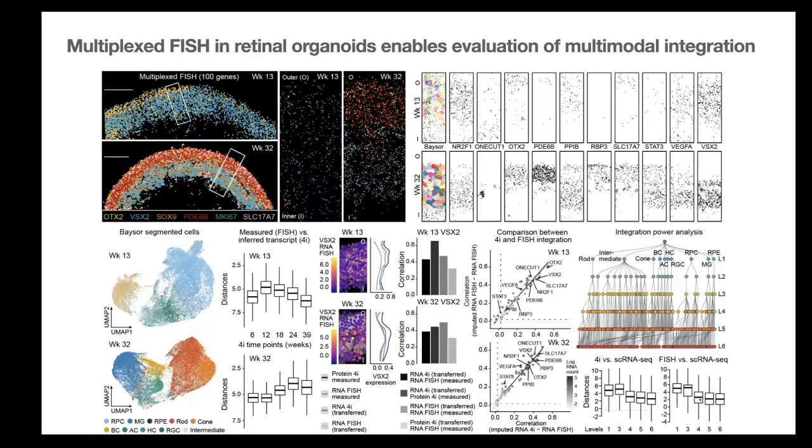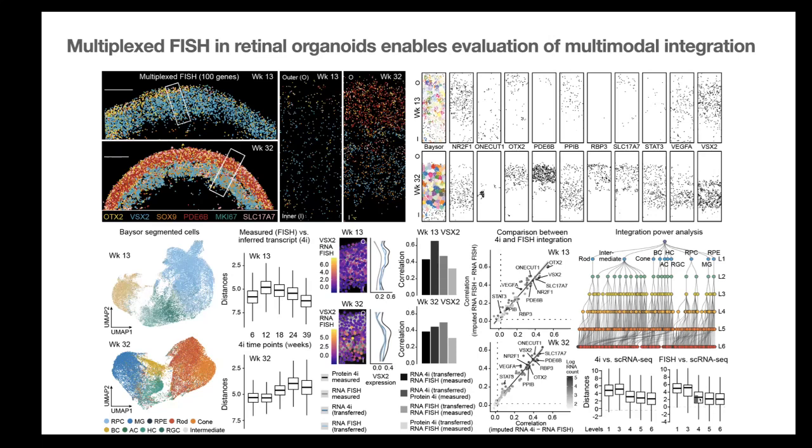This is strongly dependent on the gene panel you're choosing for the FISH, and also the antibody panel you're using for the 4i. Our conclusion was that we can mainly resolve major cell types, maybe some sub-cell states with both techniques, but you don't reach the actual resolution you get from single-cell transcriptomics.